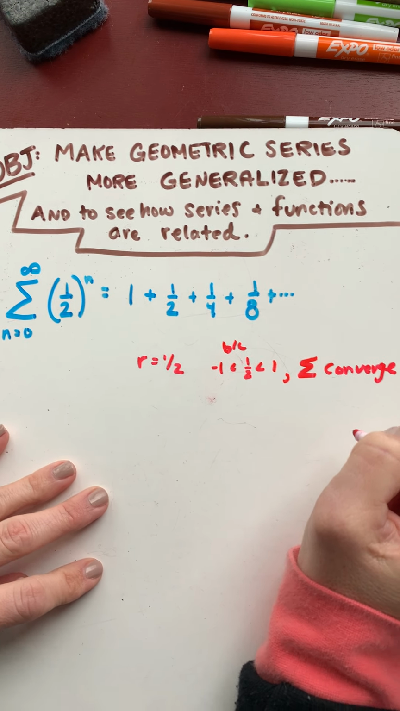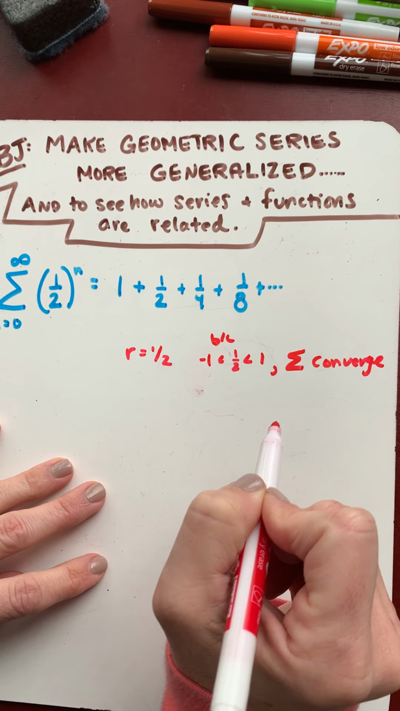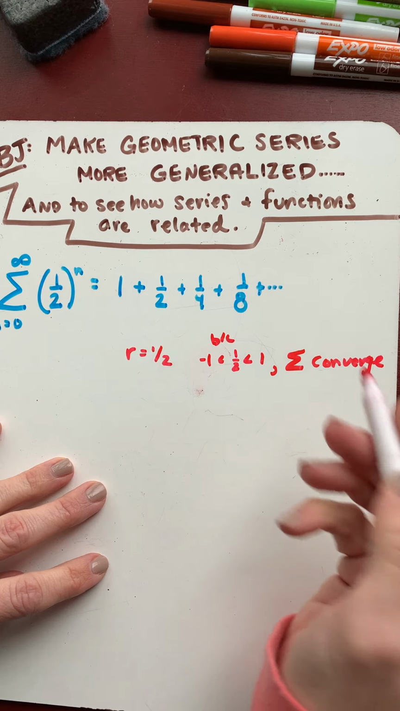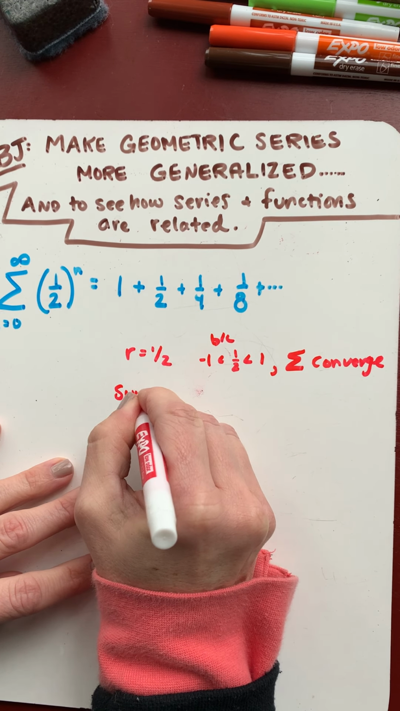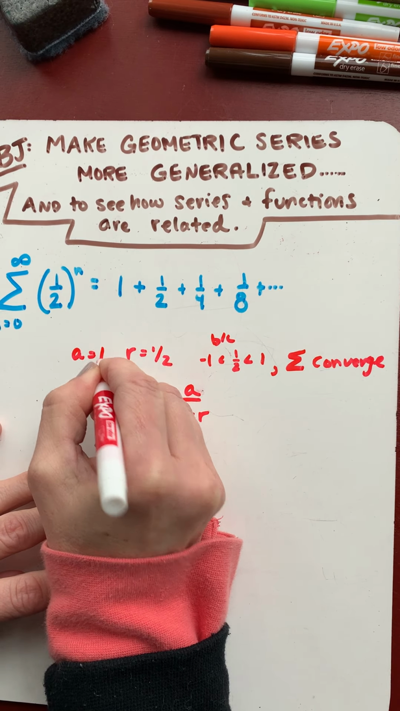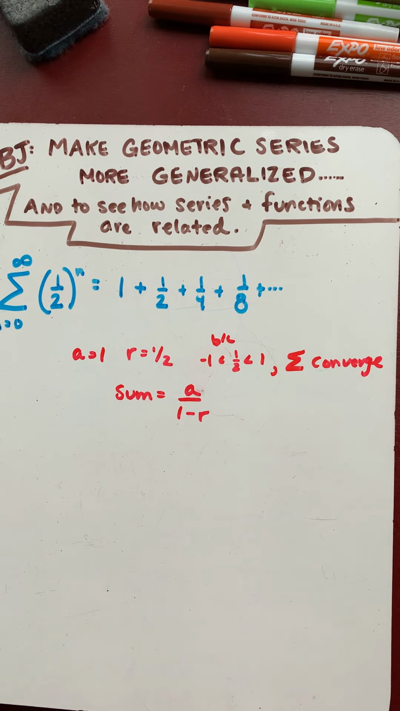And because we have numbers, we know that not only will the series converge, but we know what the series will converge to. We know what the sum of it will be. We know that the sum will be a over 1 minus r, a being the first term, r being the multiplier. So we know a lot of stuff about a series that's geometric as long as it's numeric.